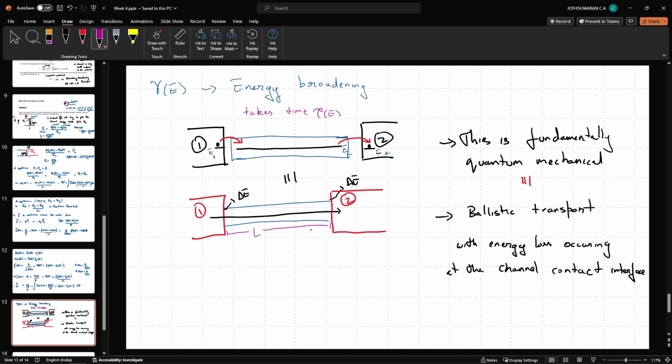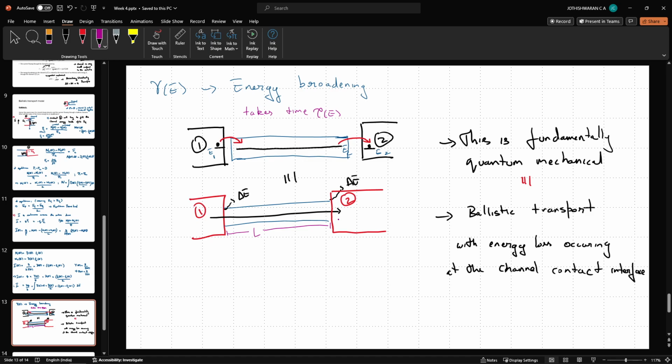Okay. And what is the condition? The energy now will vary, and that variation is the energy broadening. Because it spends a finite amount of time in the channel, the energy will no longer be exactly E. It will fluctuate about E, and, to be more precise, the standard deviation of the fluctuations is given by gamma of E. Okay, so that is what we mean by energy broadening.